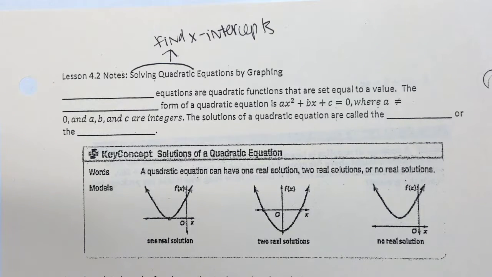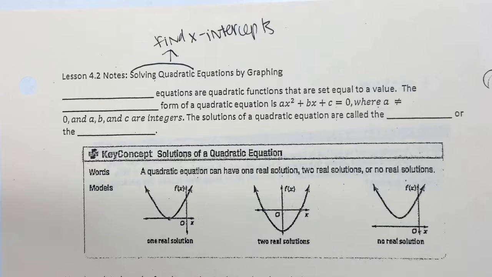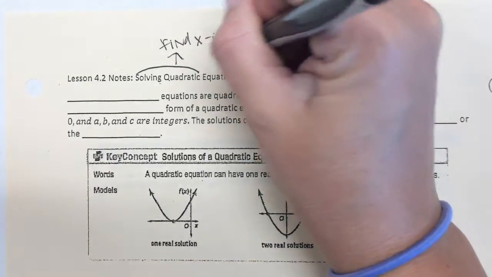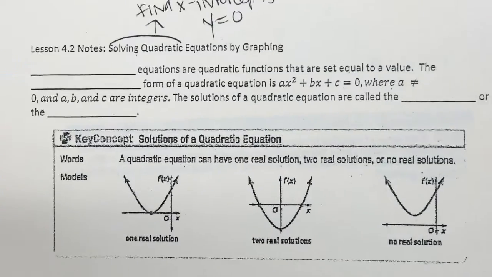And what are x-intercepts, just to review? What do we know about x-intercepts? Where it crosses the x-axis. What else do we know about them? Yes, y equals 0. Put that underneath. So we're trying to figure out where y equals 0.